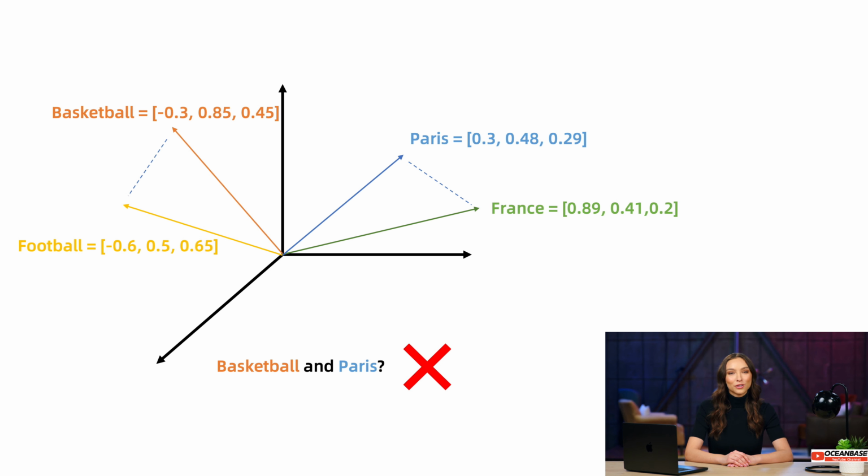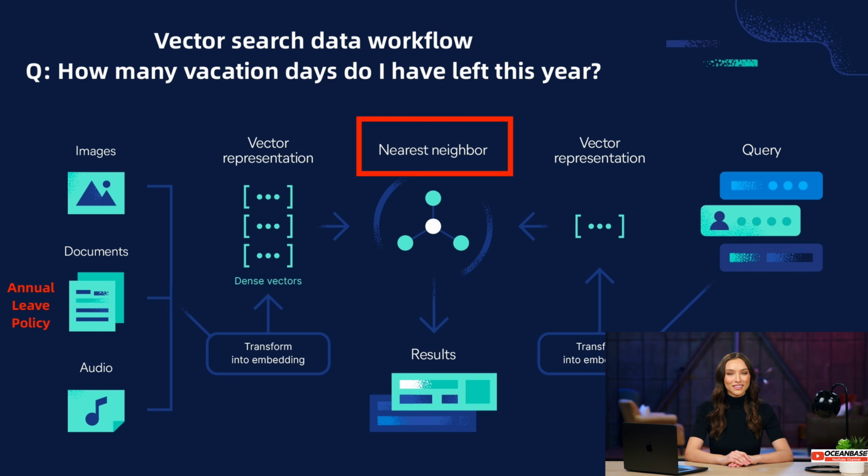A vector database stores these vectors and lets you search through them based on similarity. This is super useful when you're not searching for exact matches, but for related meanings. Let's say I ask a chatbot, how many vacation days do I have left this year? A keyword search might just look for vacation or days and miss documents like annual leave policy or PTO balance. But vector search understands the meaning behind the question and can find the most relevant info, even if the words don't exactly match. This powers something called Retrieval-Augmented Generation, or RAG.